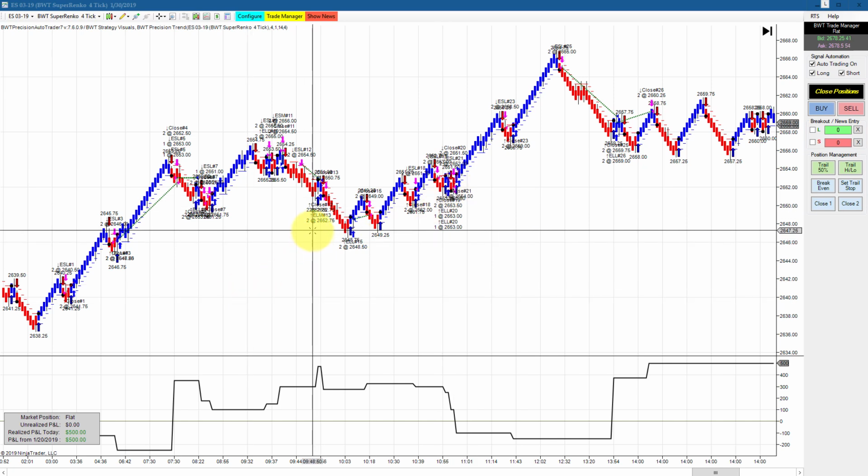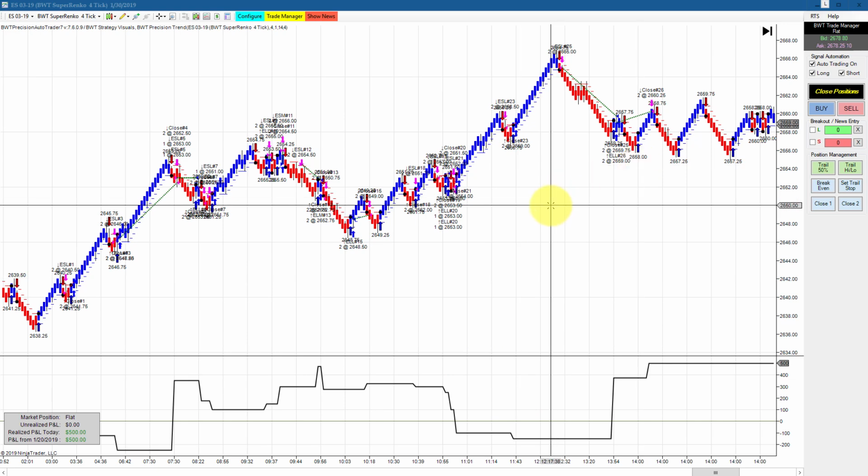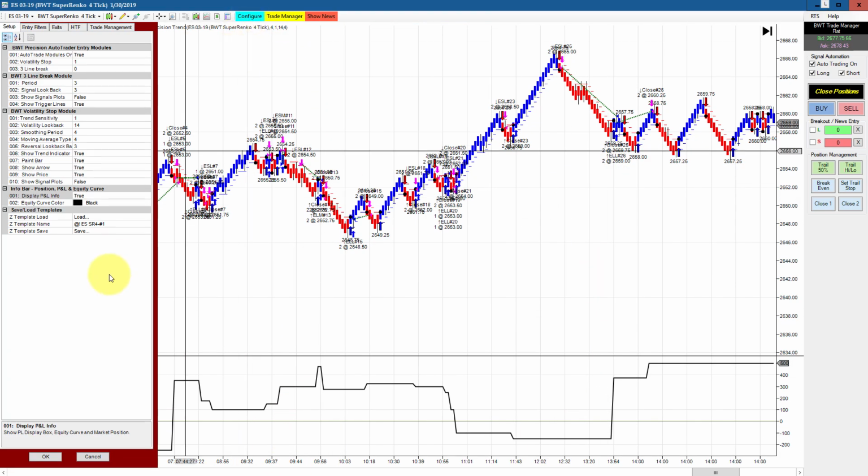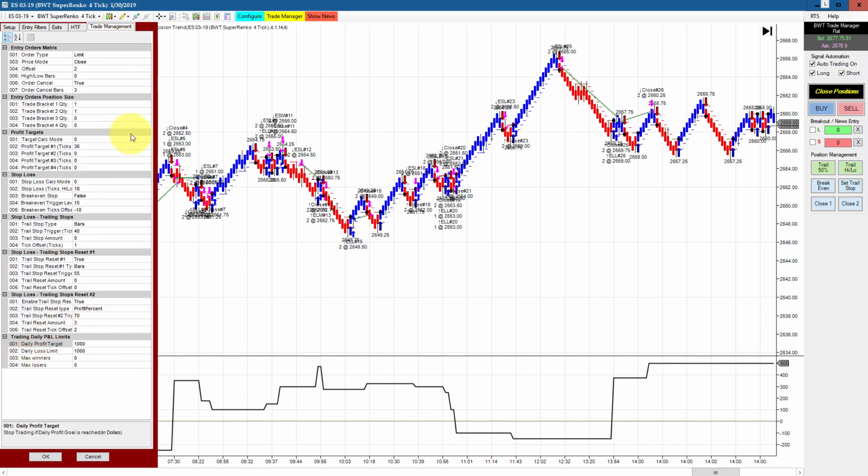Okay, next is the E-mini S&P on a Super Renko 4 tick, and this did 500 for the day on a mixed bag of trades here. Here is the template, and the goal on this one is 1,000 on 2 contracts.